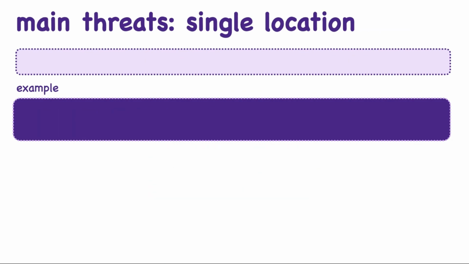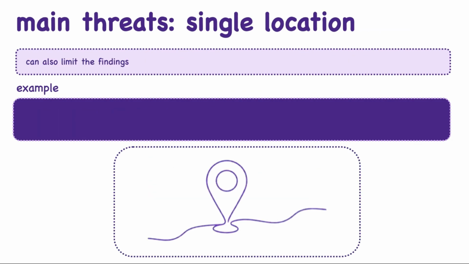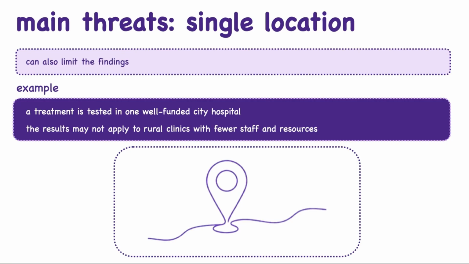A single location can also limit the findings. For example, a treatment is tested in one well-funded city hospital. The results may not apply to rural clinics with fewer staff and resources.